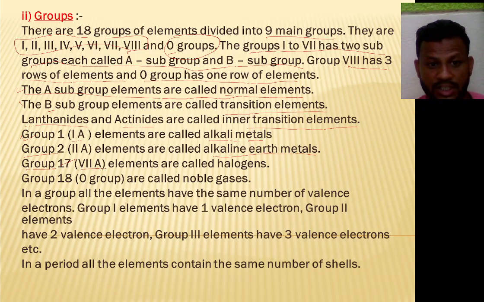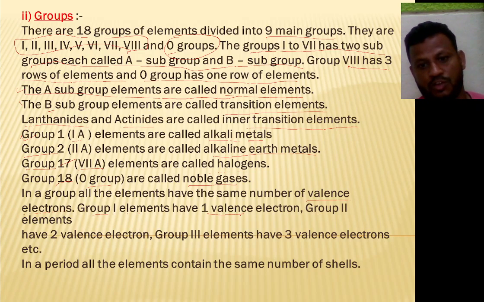The 17th group, 7A, elements are called the halogens. The 18th group is called the noble gases. I will explain argon, neon, krypton, and the other gases. In a group, elements have the same number of valence electrons. Group 1 elements have 1 valence electron.